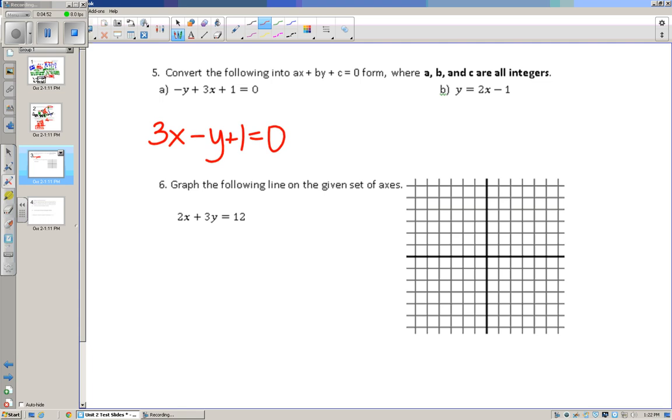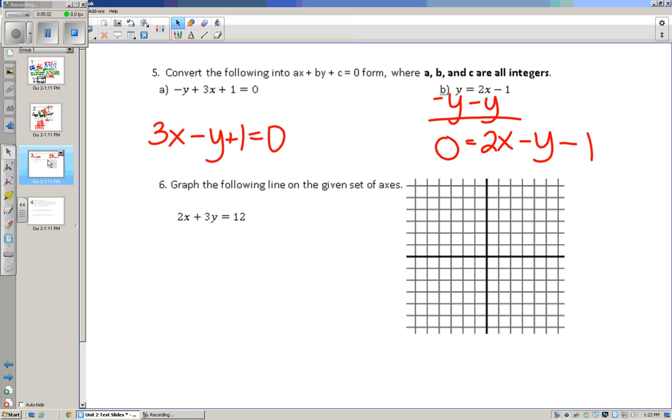And then this one here, I need this side to be equal to 0, so I'll subtract y from both sides. So I get 0 equals 2x minus y minus 1. A lot of times in class, we would ask you to put the lines into ax plus by equals c form. Watch out for that as well. This one just asked you to have it be equal to 0.